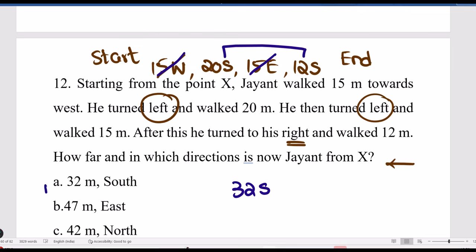You can draw the diagram also, and you'll get 32 south. But we can handle this question without a diagram. This is 32 meters south.